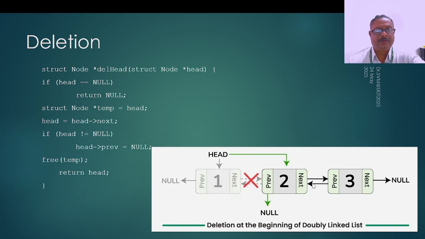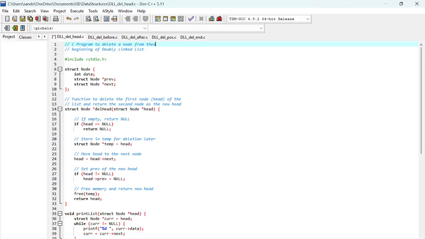So let's check what would happen if we are working on deleting the head. Yeah, so we have the code here. As discussed earlier, we create a node. For that, we have a node data structure defined as a structure with three components: data, previous pointer, next pointer, and so on.